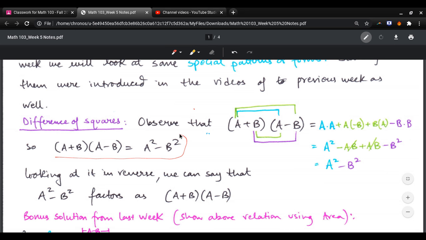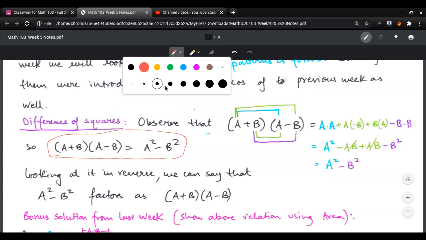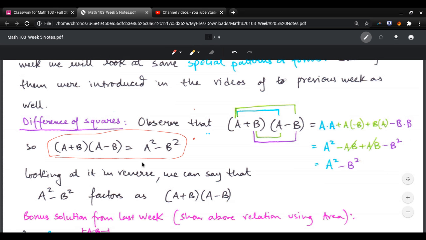So this gives you an important way to factor something, right? Because you notice that if you have a difference of two squares, or in the reverse direction, you can say a squared minus b squared factors as a plus b and a minus b.